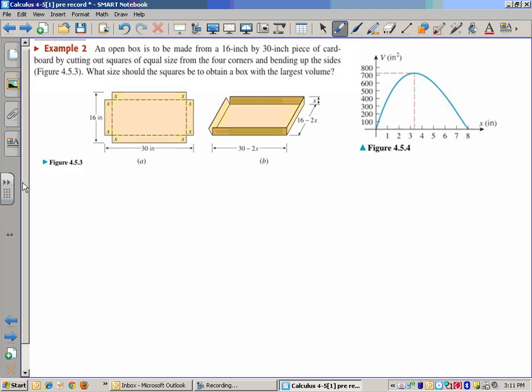An open box, so we don't have a lid, is going to be made from a 16-inch by 30-inch piece of cardboard. You're going to cut squares out of equal size, hence square. No square is going to be bigger than this. So you have a square, square, square, square. We're going to cut those out, and then we're going to fold up the 4 corners. What size should the squares be to make your box of largest volume?